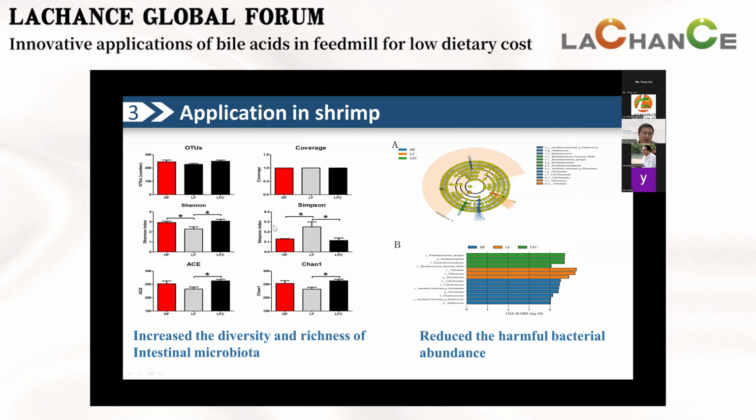And we also detected the microbiota of the shrimp. We can find that the supplementation of the bile acids in the low fish meal diet increased the diversity and the richness of the intestinal microbiota of the shrimp, and also reduced the harmful bacteria abundance.